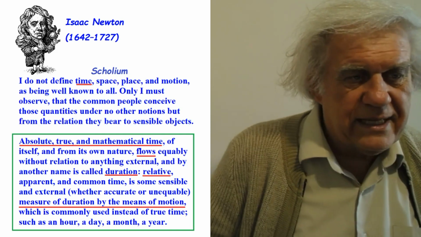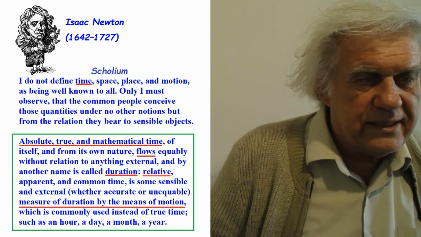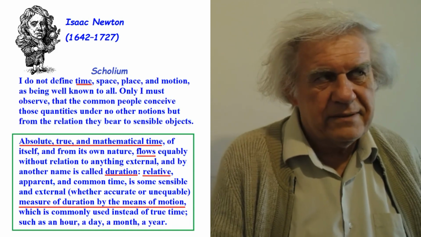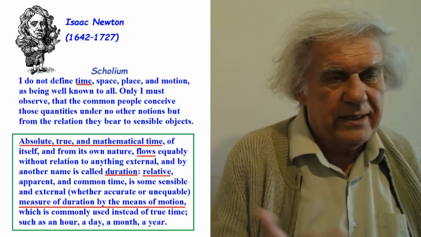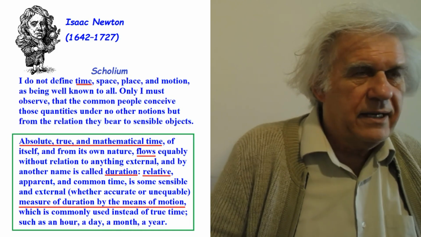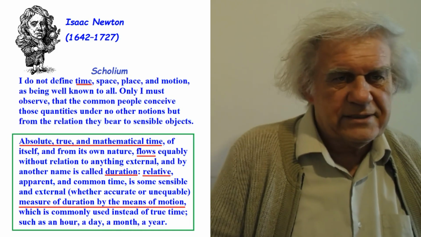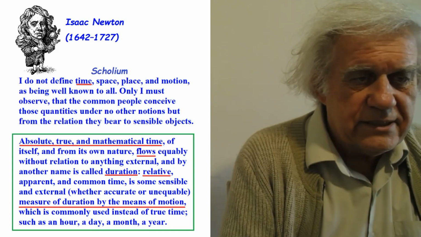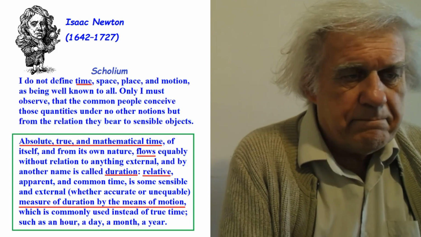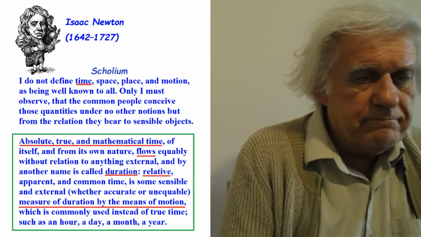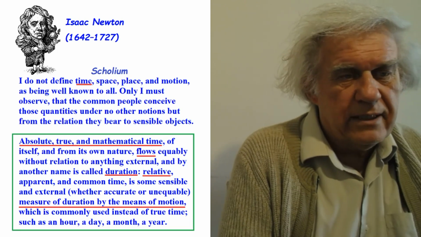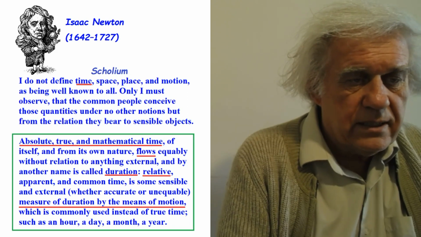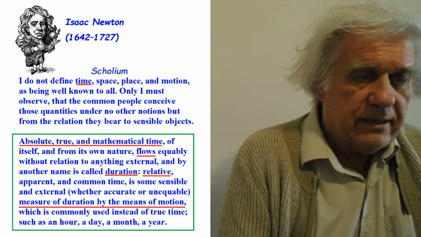But he says, equably, without relation to anything external and by another name, is called duration. Yeah, duration is a synonym of time. Time is duration, duration is time. Great. What have we learned? Just words. We just said A is equal to B, B is equal to A, or X equals Y equals X, right? Relative, apparent, and common time is some sensible and external measure of duration by the means of motion. Okay, so he got one aspect right, but he says, which is commonly used instead of true time, such as an hour, day, month, year.